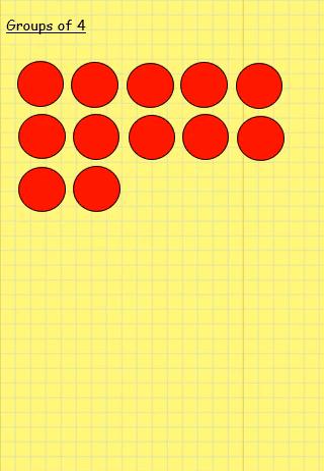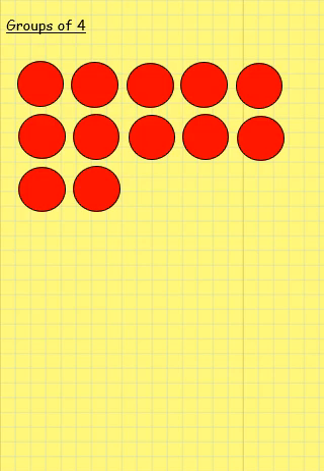Imagine if you were playing a game with your friends and you wanted 4 people in each team. It might not necessarily mean that you have a set number of teams, but it might be that you want 4 people in each team, and how many teams would you therefore have?